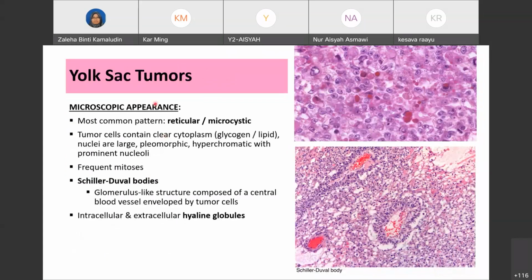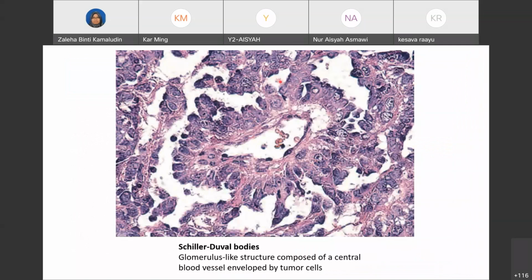Under the microscope, how does this tumor look? The tumor is arranged in a reticular or microcystic pattern, and the characteristic of this tumor is the Schiller-Duval bodies. These are Schiller-Duval bodies, and this is the microcystic pattern. You can see the cystic spaces in between. Again, this is an example of the glomerular-like structure. It resembles the glomerulus of the kidney, but actually this is a blood vessel surrounded by the malignant tumor cells. That's what we call Schiller-Duval bodies. Another thing is that they also have eosinophilic hyaline globules.